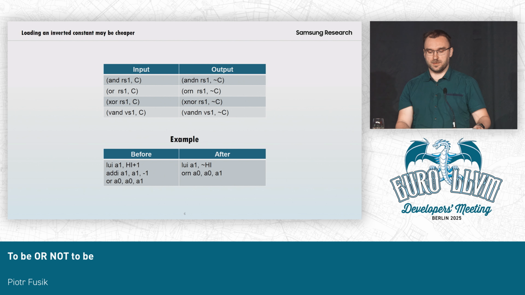A typical example for a 32-bit constant is where we avoid setting the low order bits to ones. And instead of 3 instructions, we emit 2 instructions, including an inverted bitwise operation.